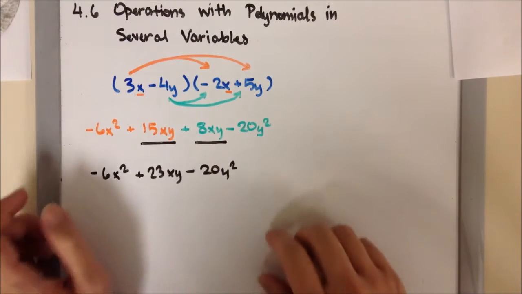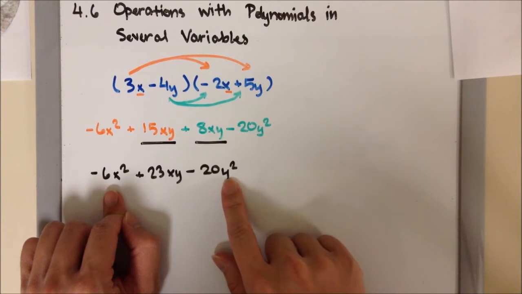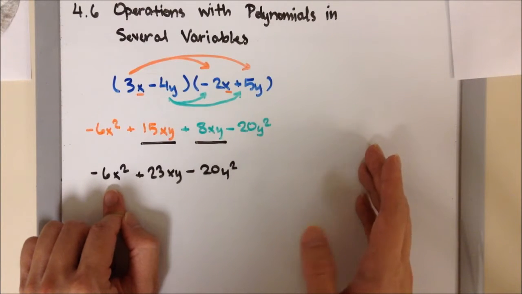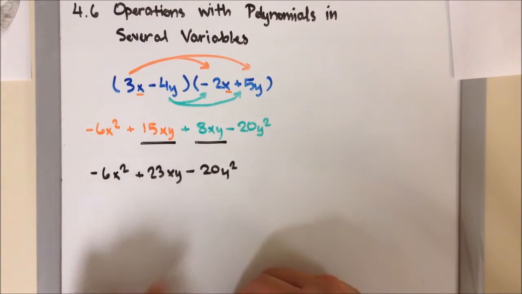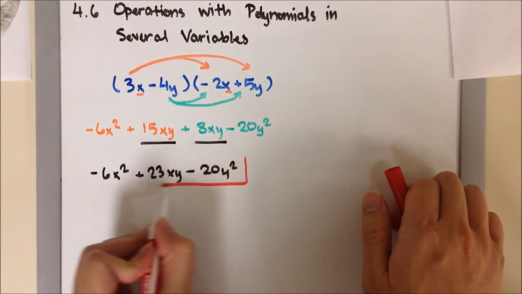And then pay very close attention. See how the x is by itself? So I put that first, and then the y is by itself. I put that last in terms of alphabetical order. But when it has multiple variables like x, y, it's in the middle. So this one is our final answer.